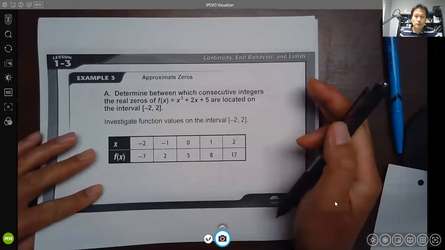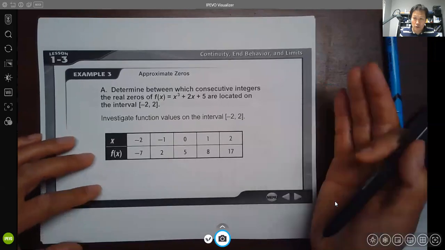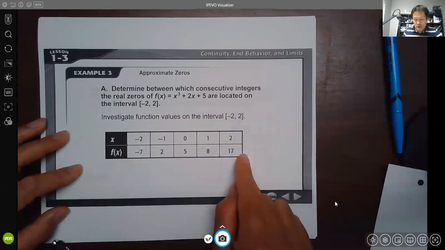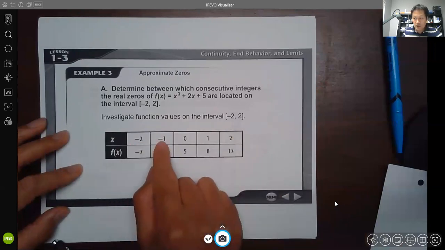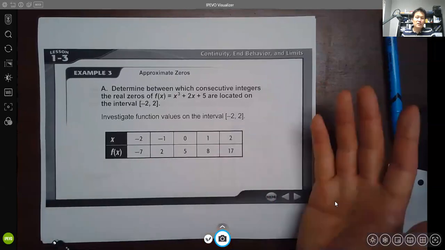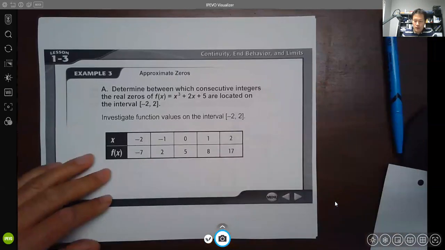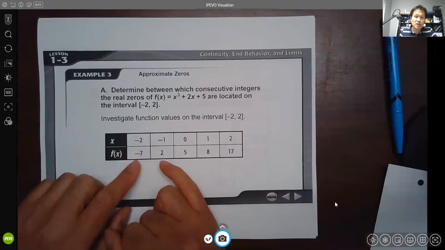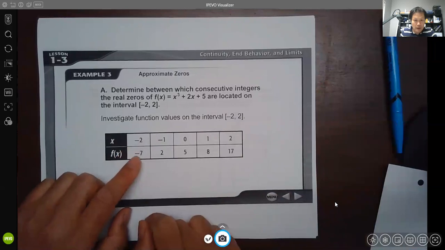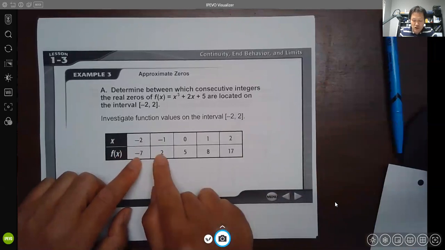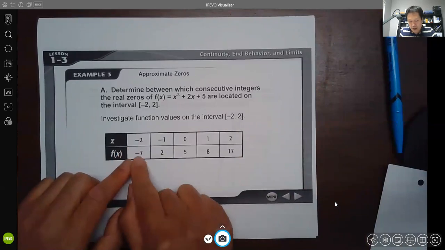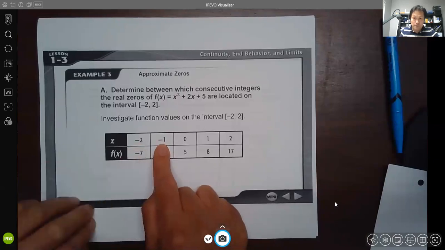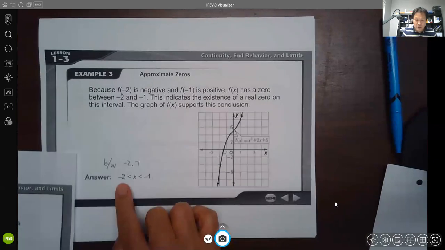What if the graph is not available? What if you don't have a graphing calculator, and what if they gave you this table? This table gives you all x values that are integers and the y values. It's pretty simple. You're just looking at the x values between which the y value changes its sign. Look at it: y value minus, then y value positive. It changed sign from minus to positive right here. Well, the answer is then between -2 and -1. That was our final answer, -2 and -1.